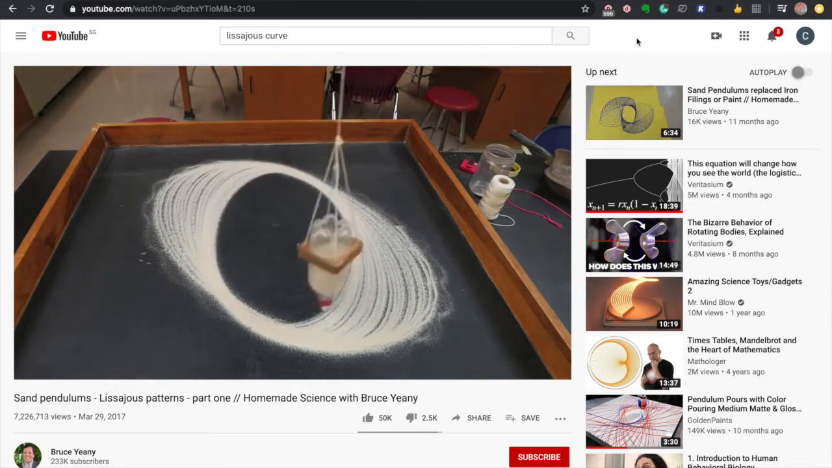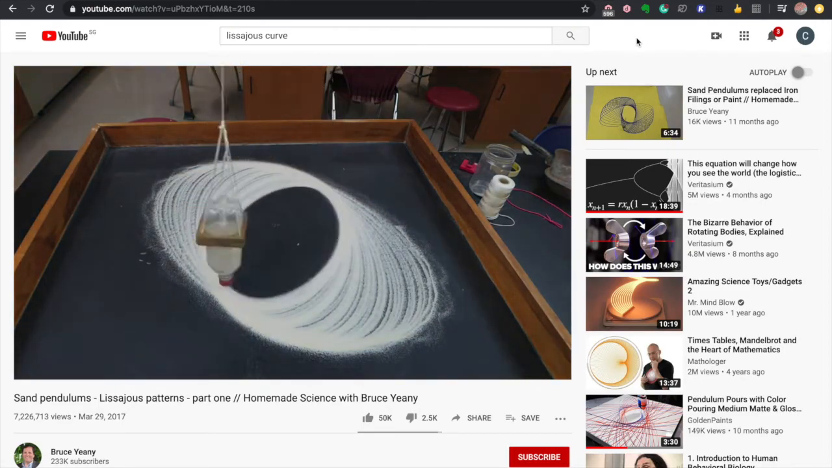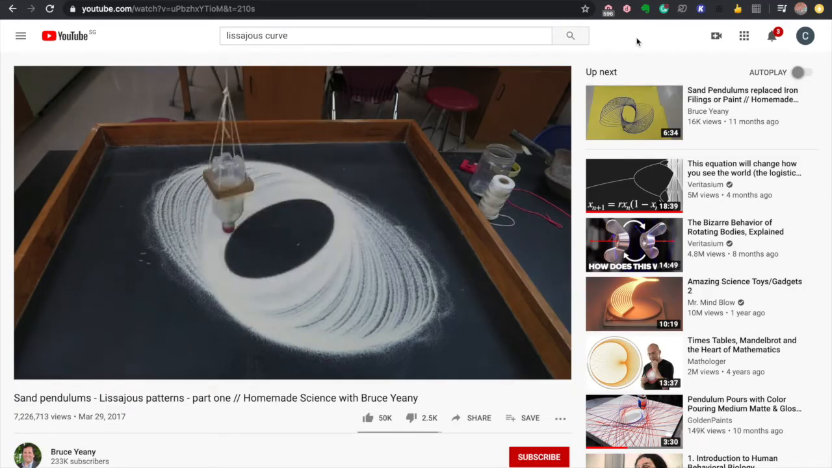But we're not here to look into the extent of how successful certain setups are. We're here to answer why. Why does it swing that way to create those patterns that we call Lisa-Jones curves?